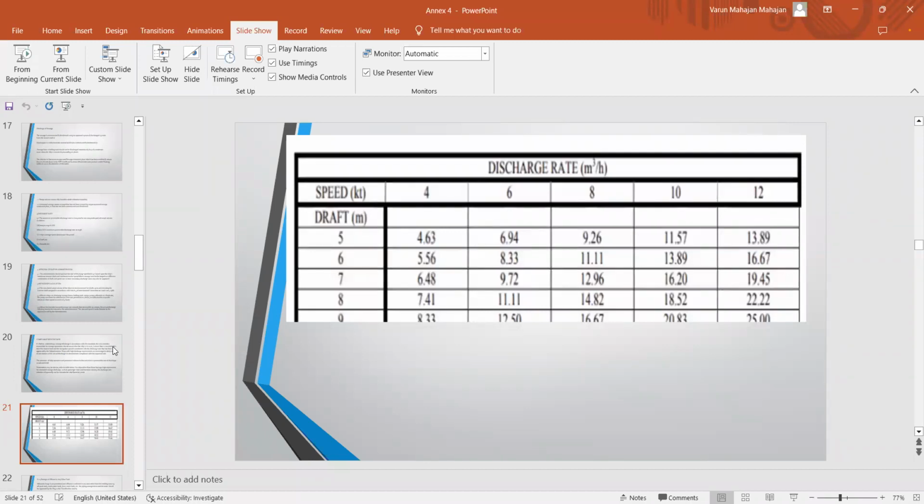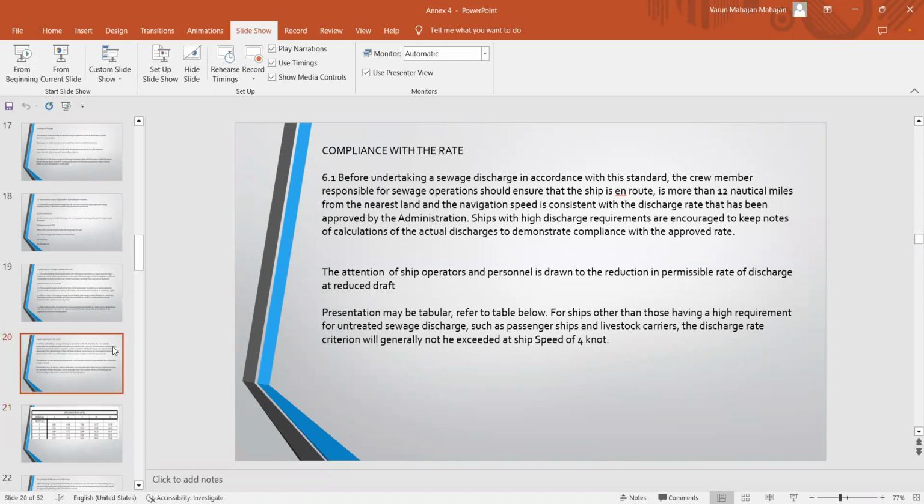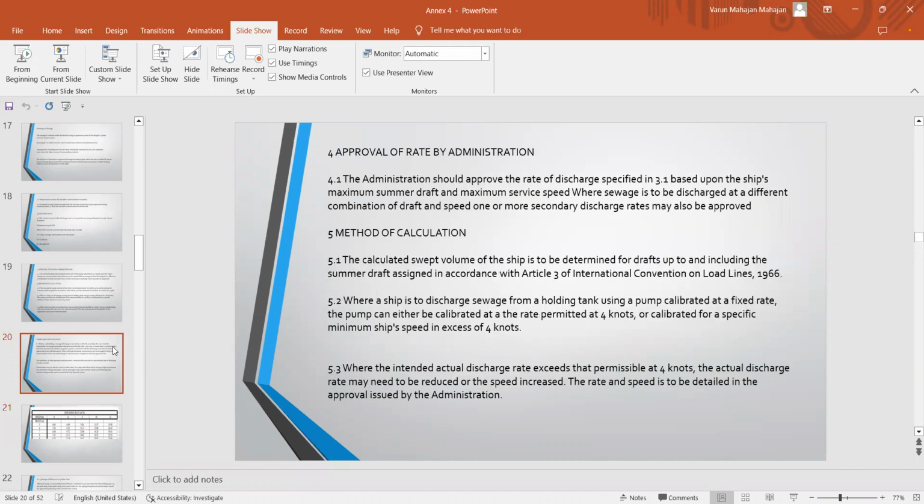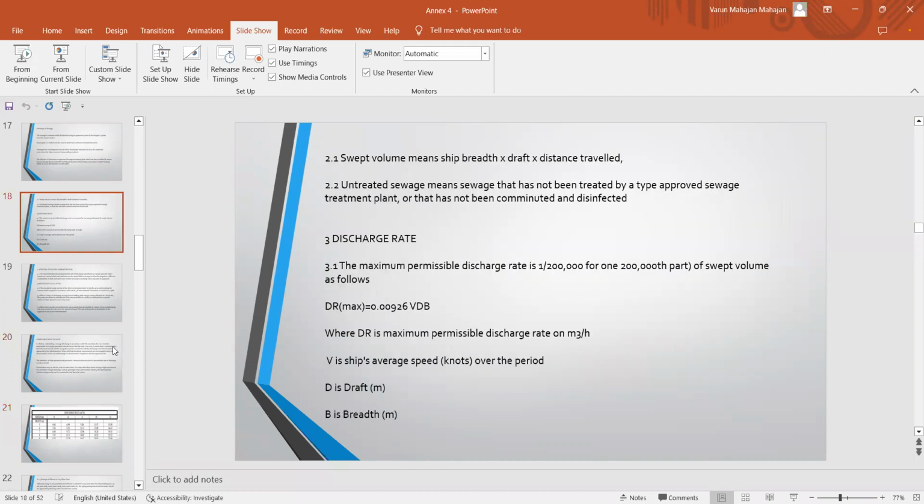Where the 1/2? 1/2 lakh. First, don't worry about that. This is important. Okay.